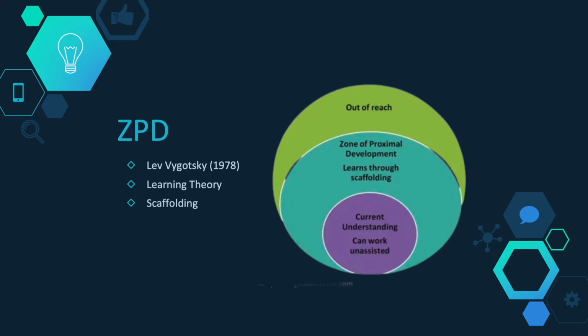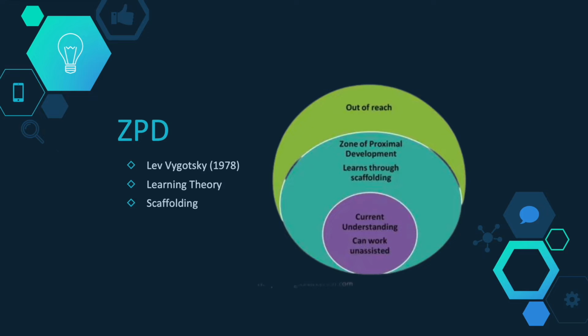And moving along, the zone of proximal development. So we read about that and learned about it a little bit more in the lecture. It was by Vygotsky in 1978. It's an educational learning theory, and it's built on scaffolding. And the way I remember what scaffolding is, if you think about construction, they need scaffold and support to create buildings.